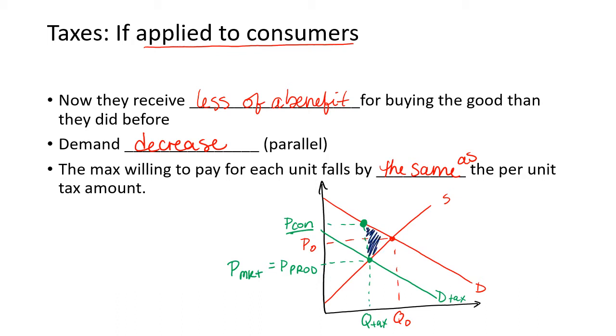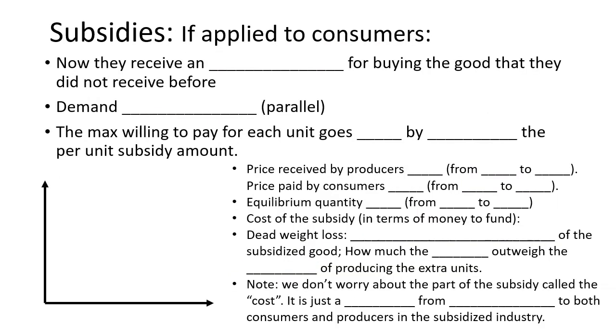I'll also go ahead and point out that again, you're going to have a deadweight loss here because people are willing to pay up there and it costs down here. And so there is a place for these mutually beneficial exchanges that's not happening. So there is some kind of a deadweight loss. So for subsidies, this is where the government pays you money. And so we're going to look at if we were to apply it to consumers.